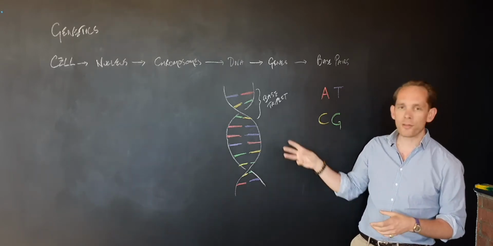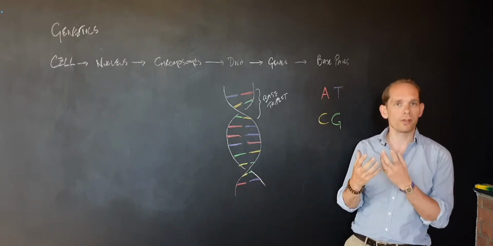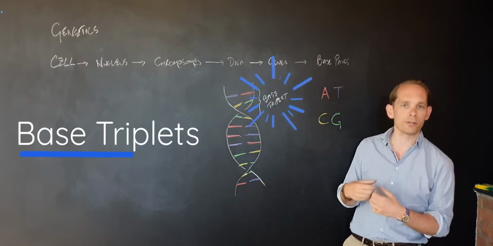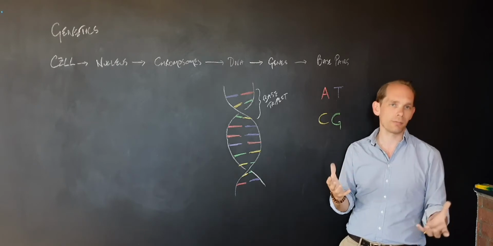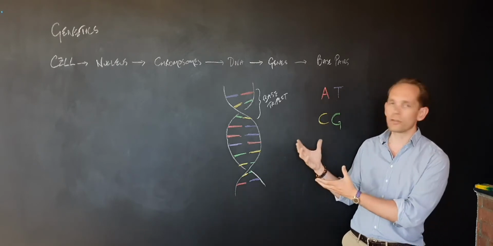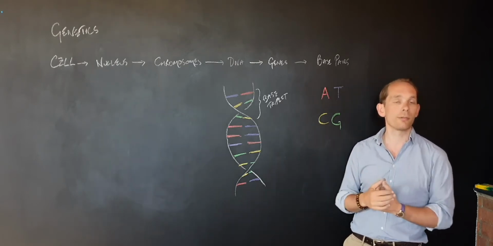And in sets of 3, they code for specific amino acids. So these are called base triplets. Sets of 3 at a time code for your amino acids. Those are assembled to form proteins, and that's how your DNA essentially codes for the production of proteins.